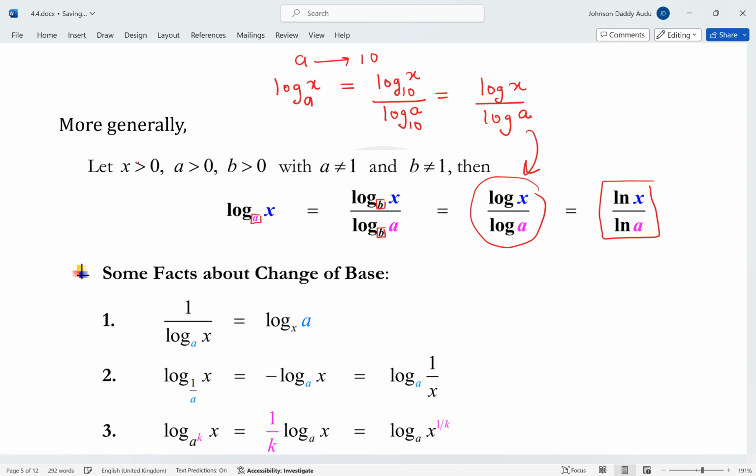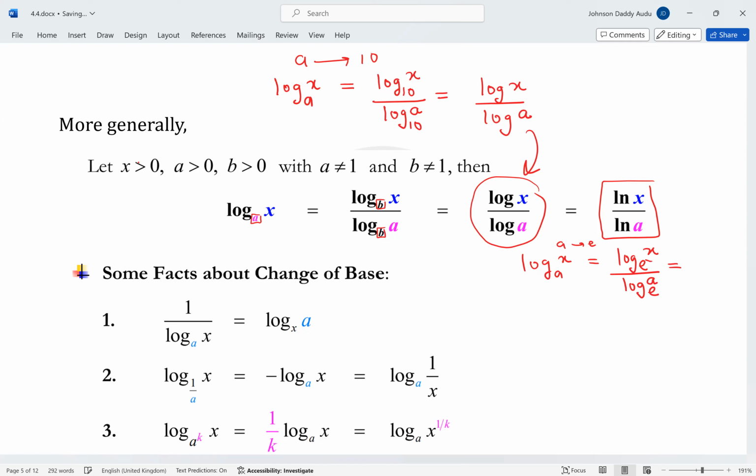Over ln a. Why? This is just like changing from base a to base e. So let me do it here. If I have log to base a of x, and let's say my goal is to go from a to e. So what will this be? Remember, this will be log to base e of x over log to base e of the old base, which is now a.